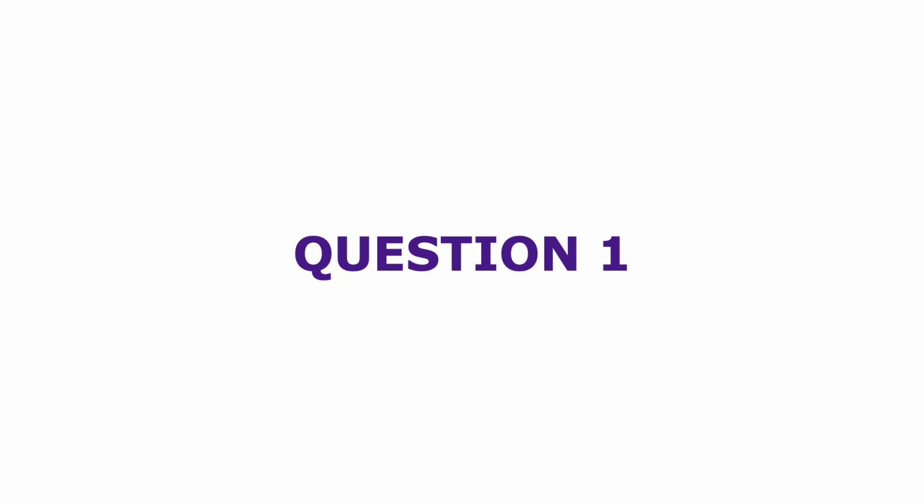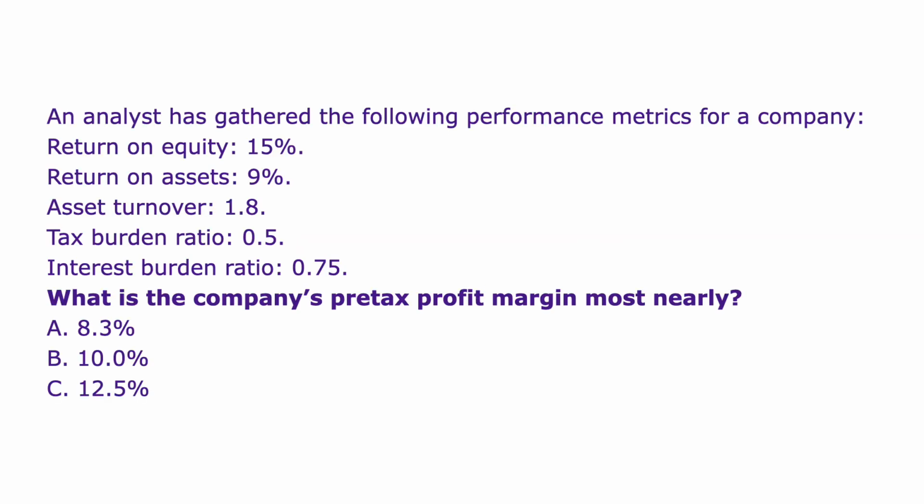One crucial question. Question 1. An analyst has gathered the following performance metrics for a company. Return on equity, 15%. Return on assets, 9%. Asset turnover, 1.8. Tax burden ratio, 0.5. Interest burden ratio, 0.75. What is the company's pre-tax profit margin most nearly? A. 8.3%, B. 10.0%, C. 12.5%.